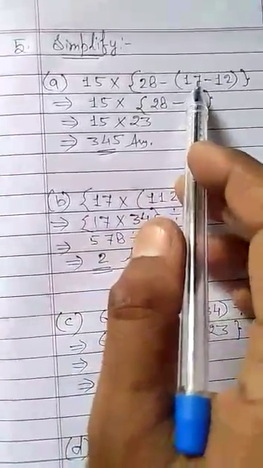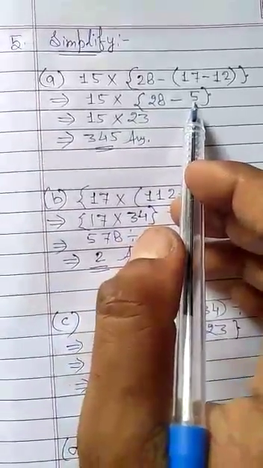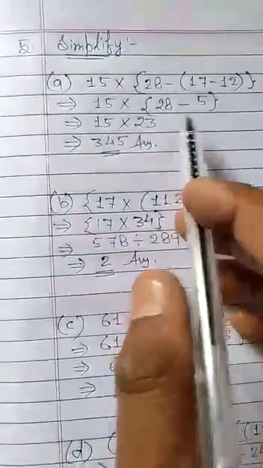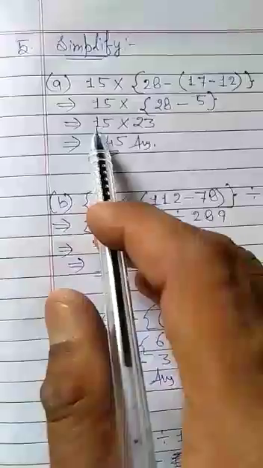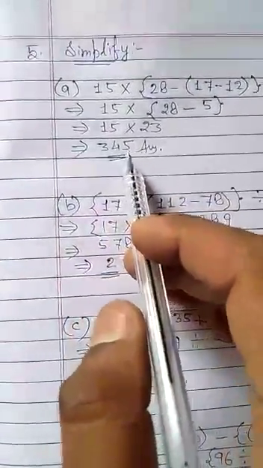So we will do 17 minus 12, and this is 5. Now we will solve the second bracket, 28 minus 5, so it will be 23. Now we will multiply 15 by 23. It will be 345. This is the answer. Now question number B.